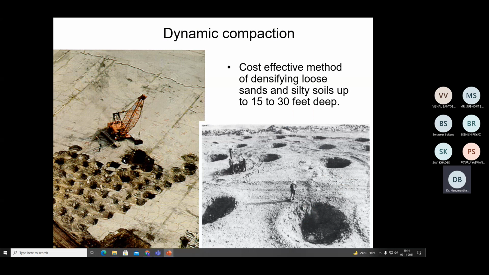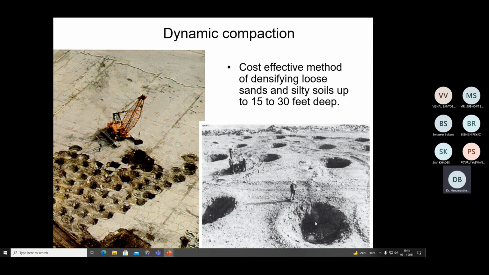Now this is some kind of an aerial view which is clearly showing the formations of the craters. Here you can also see the craters were formed, or the dynamic compaction was done, in some particular pattern, maybe a triangular pattern or rectangular pattern, whatever it is. You can also see from this picture a man standing right adjacent to the crater. So this is the crater. In fact, the size of the crater is much higher than the size of the man. In fact, the depth of the crater is more than the man's height.